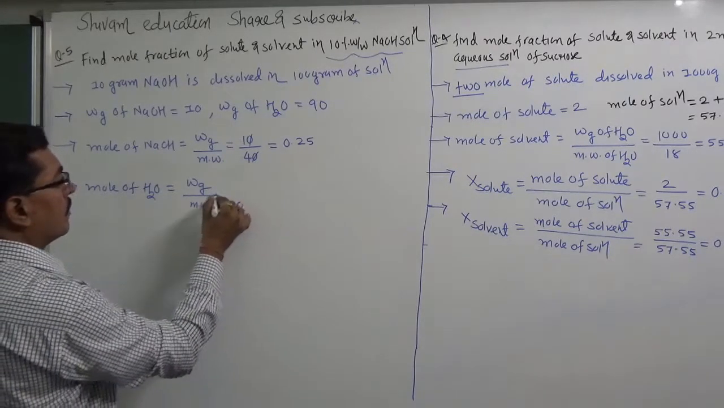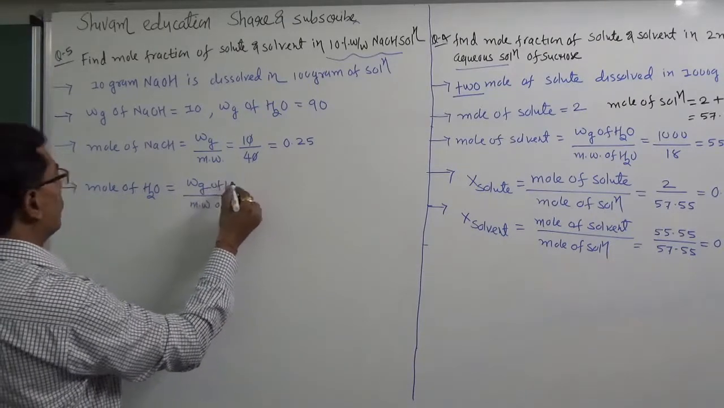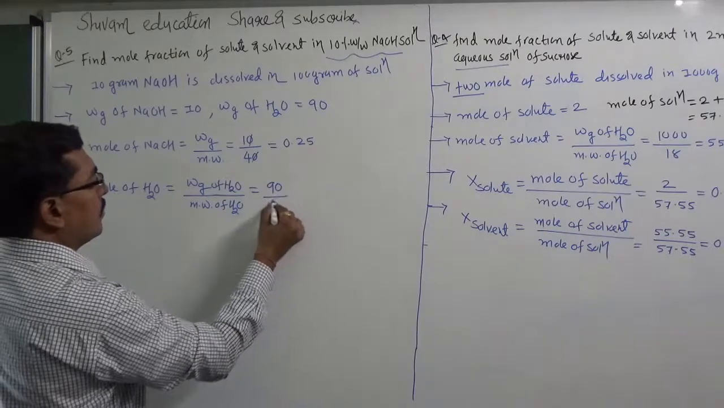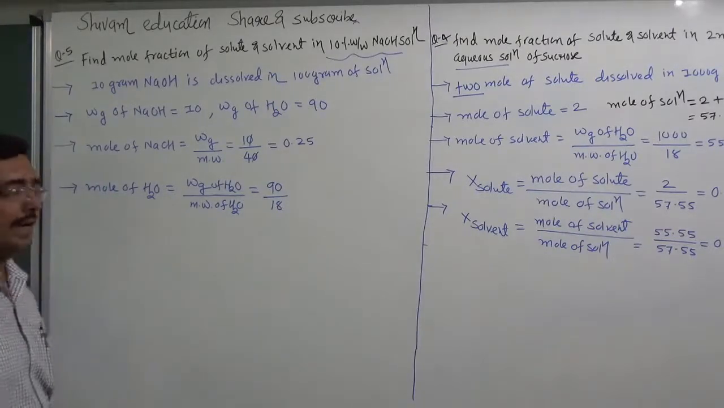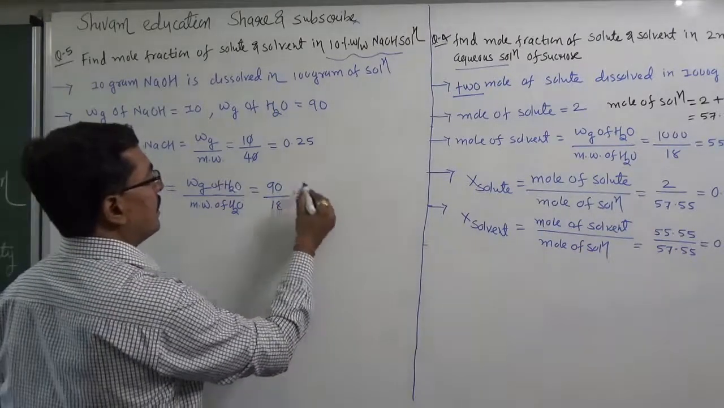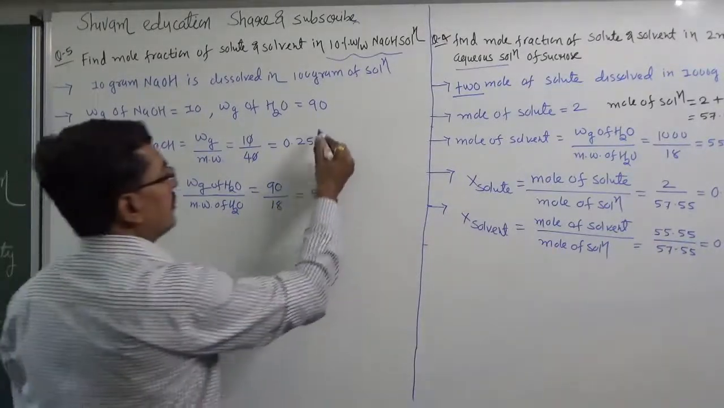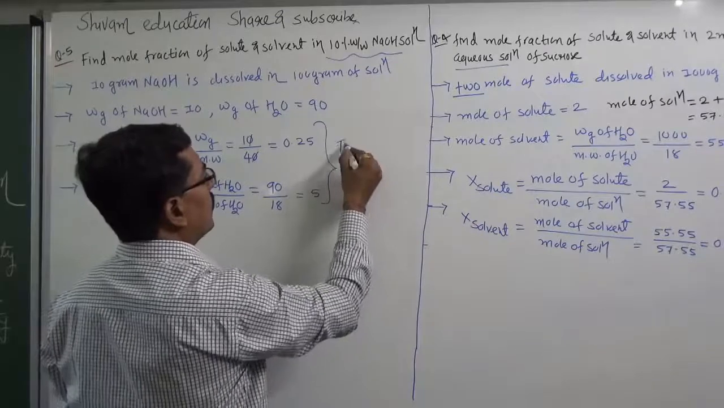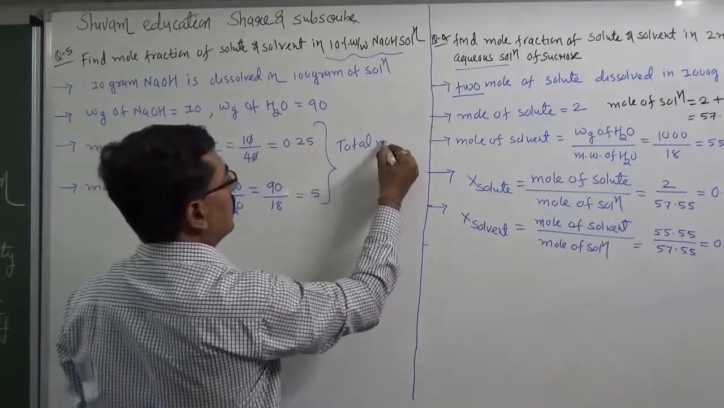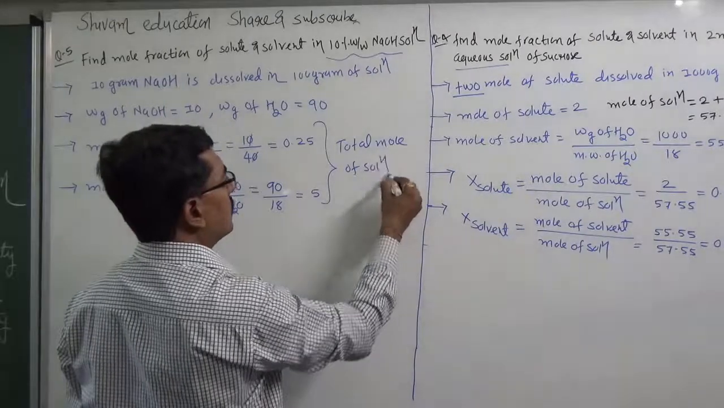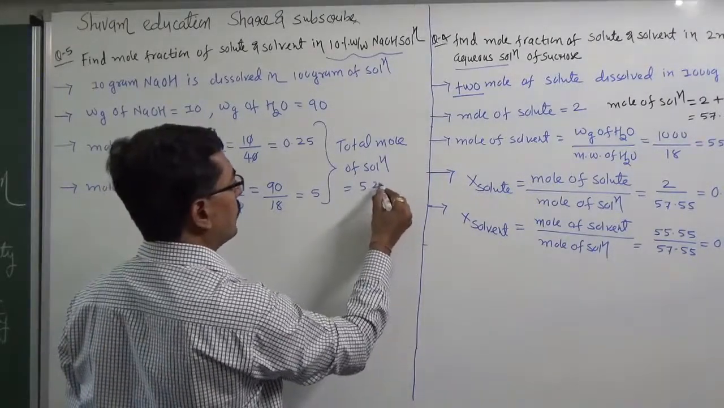Weight in gram of water divided by molecular weight of water. Now weight in gram is 90, molecular weight of water is 18. So 90 divided by 18, you will get 5. So now doing the sum of these two things, you will get the total mole of solution. Total mole of solution is the sum of both these things, it is 5.25.